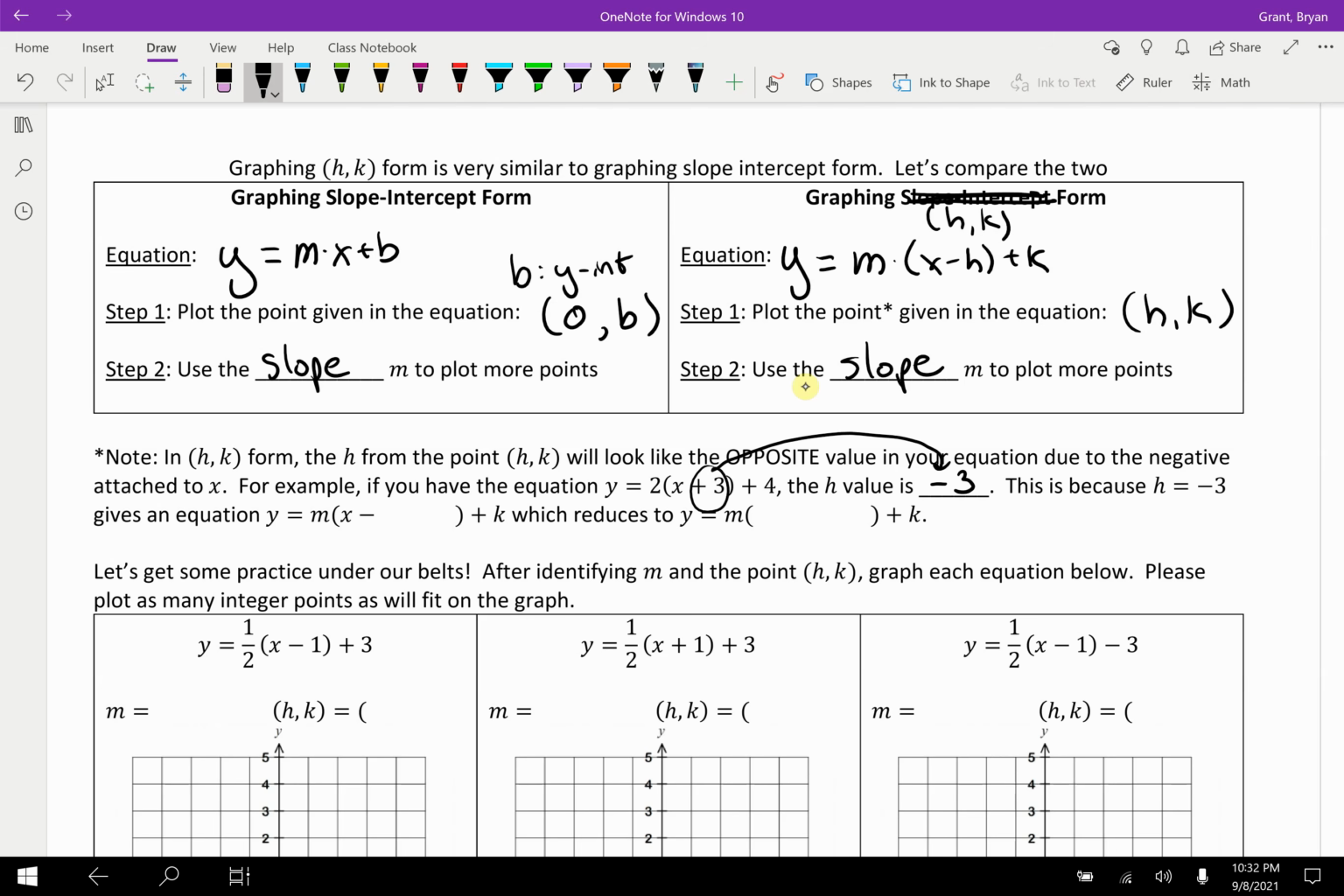And that's because if you had an h of negative 3 and you put it into your HK form, right? I'm going to just go ahead in HK form and I'm going to replace just the h, not the negative, not the x, just the h. And so if you replace the h with negative 3, it looks like this. What happens when you have two negatives right next to each other? Well, those two negatives turn into a positive. And so because there's a negative in our equation, it's going to make the h value always look like the opposite.